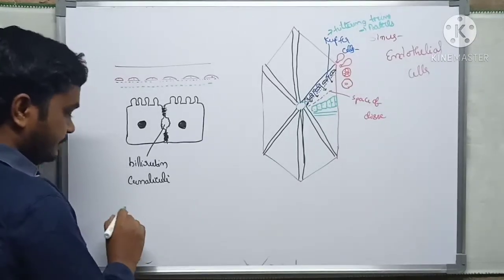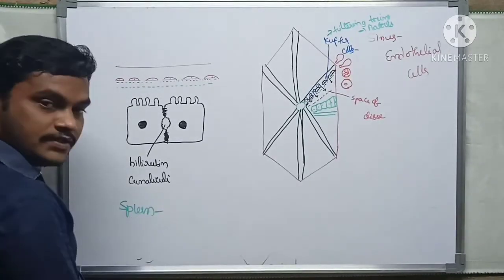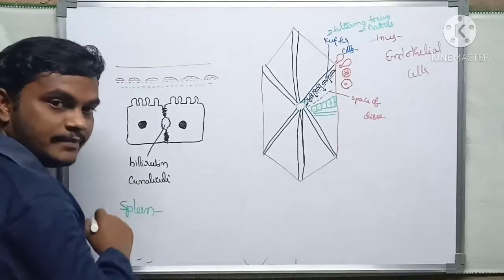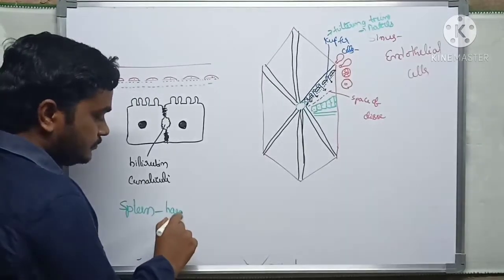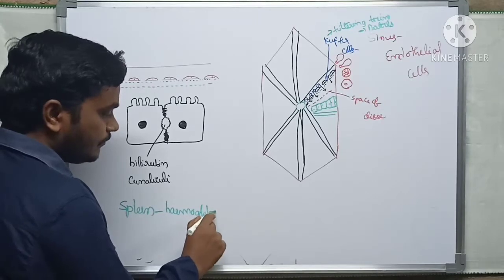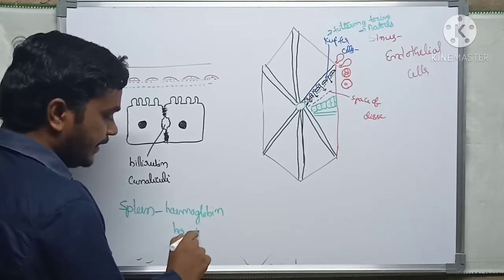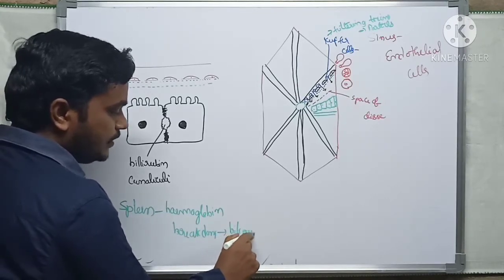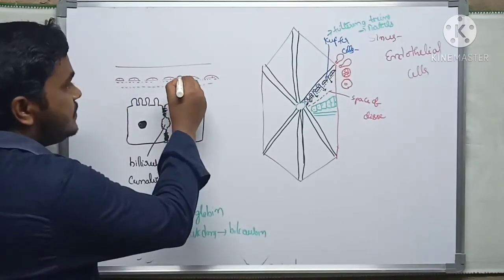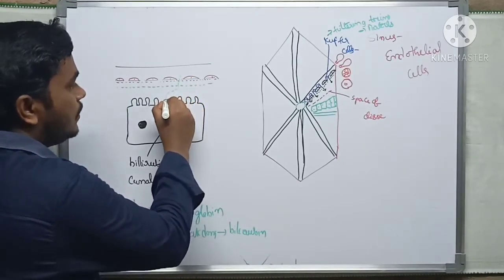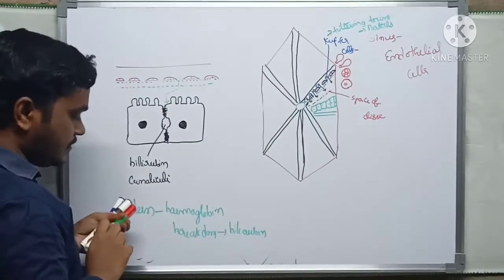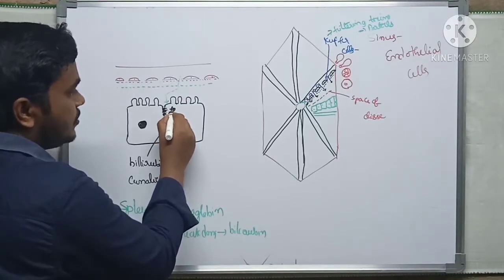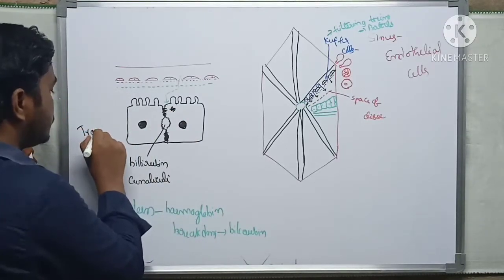Actually the spleen destroys the RBC. The destroyed RBC reach the spleen. So the remnants of RBC consist of hemoglobin. Hemoglobin breakdown gives bilirubin. From this region bilirubin enters into the surface of the hepatocytes. This bilirubin enters into this region with the help of some transporters.